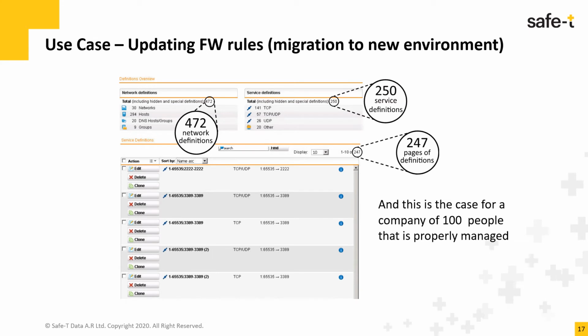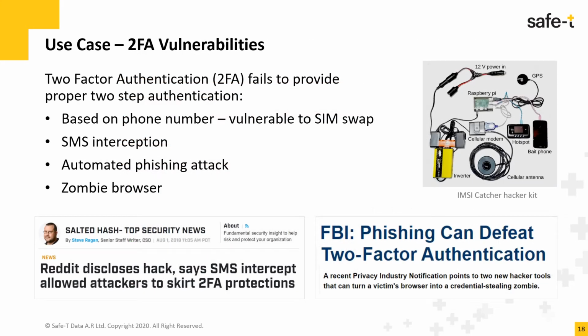To illustrate the challenge further, these are IP port VPN firewall rules that are based on address ranges. 250 service definitions and 472 network definitions. And this is for a company of 100 employees that is actually properly microsegmented and managed. But even if we do that and accept 2FA, we are still very vulnerable. 2FA has been proven to fail proper two-step authentication again and again. Most 2FAs are SMS and phone number based, which makes them susceptible to a variety of attacks such as a SIM swap, SMS interception, automated phishing, and a zombie browser.